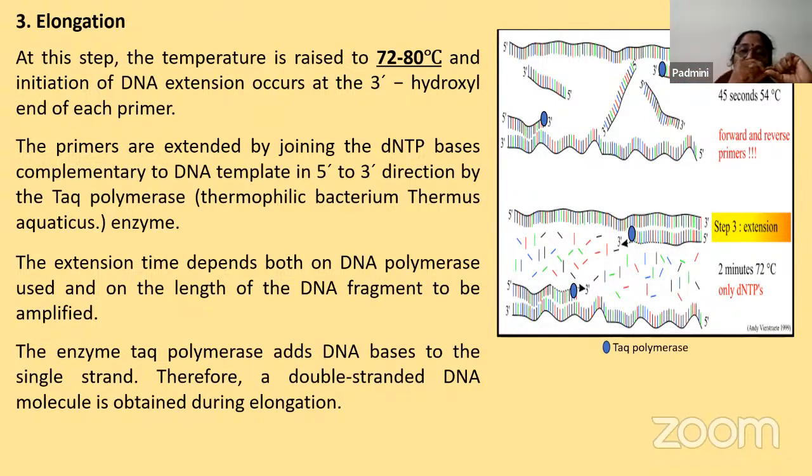And then the elongation occurs. How does the elongation occur? By adding in the nucleotide base pairs, you're going to elongate the strands over there. So that is the elongation of DNA strands. So that was about the polymerase chain reaction.